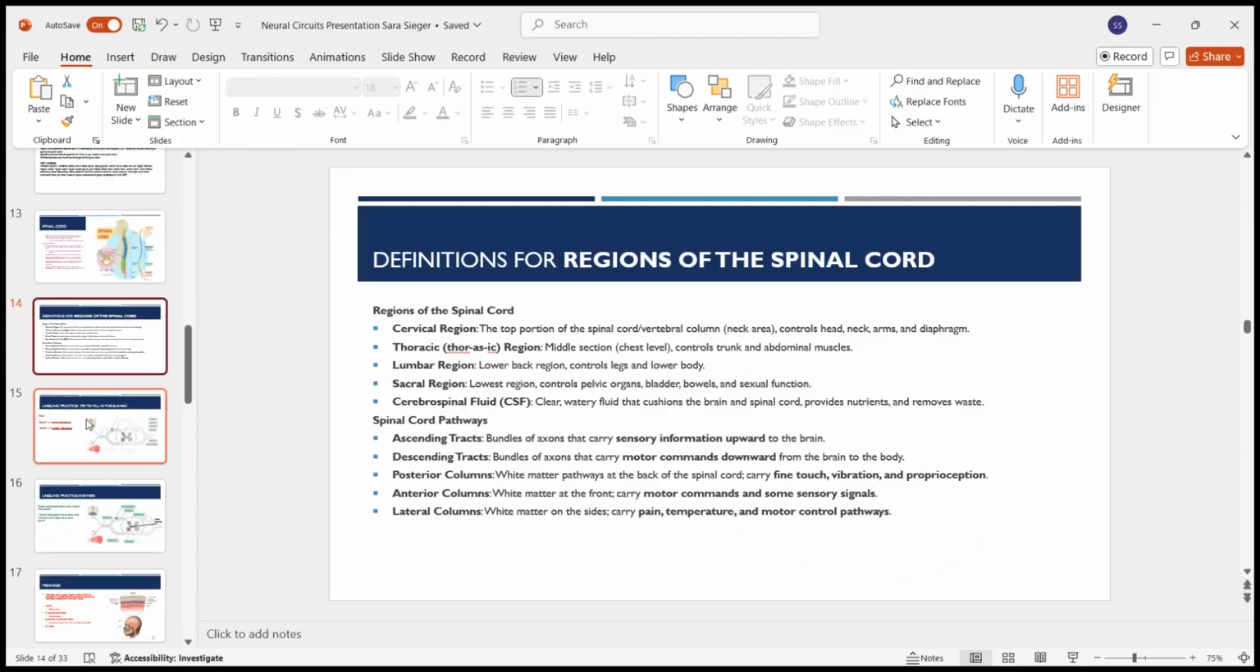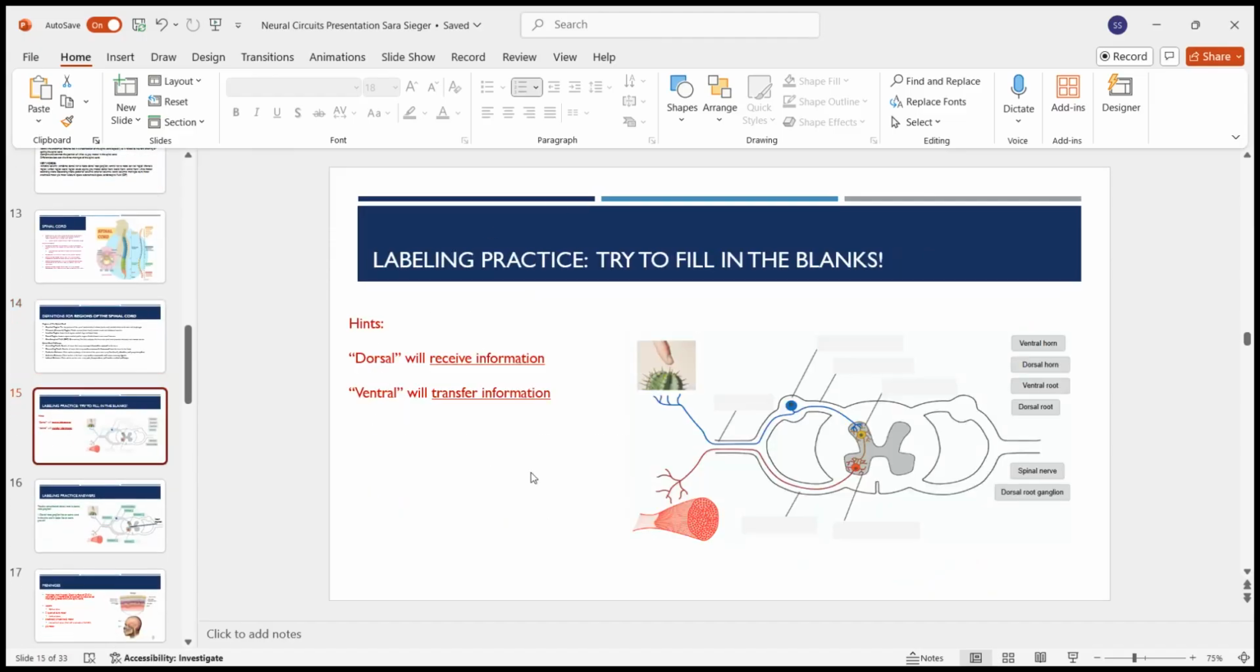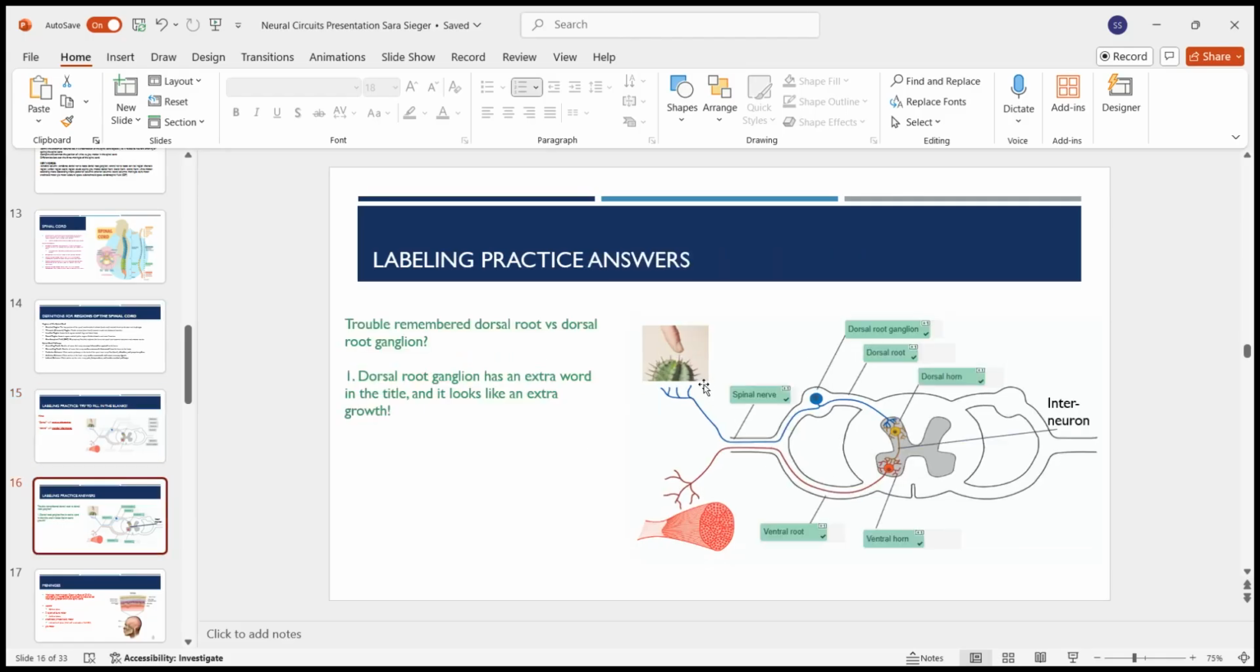All the definitions are listed here. So go ahead, pause the video and try to fill this in. For the sake of time, I'm going to go ahead and skip quickly. And right here we have the information for it.